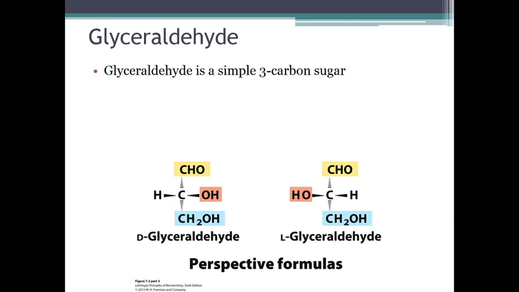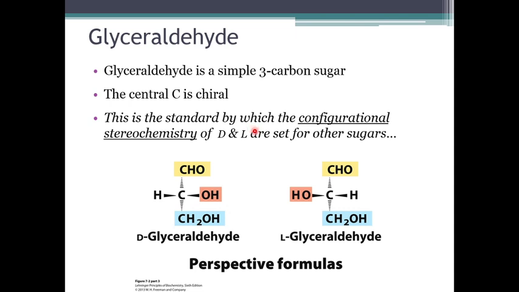As I said, glyceraldehyde is a simple 3-carbon sugar. The central carbon is chiral because it has 4 different substituents attached to it. This is the standard by which the configurational stereochemistry of D and L are set for other sugars, which means that based on whether the hydroxy group is on the right side of the carbon or not, it is called D-glyceraldehyde. If this hydroxy group is on the left side, then it is L-glyceraldehyde. This is the standard by which the stereochemical configurations are set for other sugars. That's what this statement means.